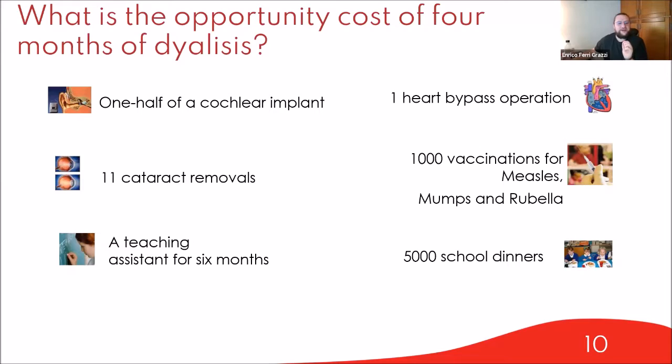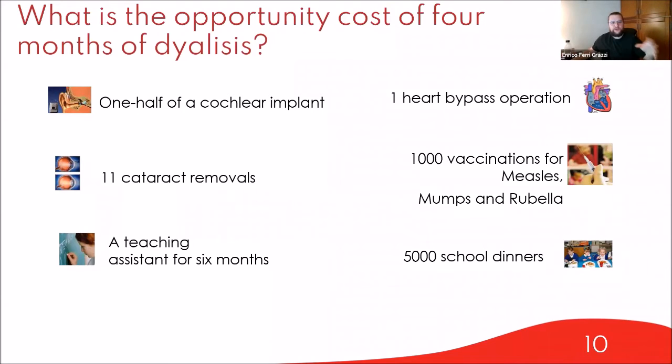So in talking about costs, we also have to consider the opportunity cost of something, right? So these are some examples of what the opportunity cost of 4 months of dialysis for a renal patient might be. So now the opportunity cost is the cost of foregoing the next best thing that I could get with the same amount of money that I am using to get a particular thing.